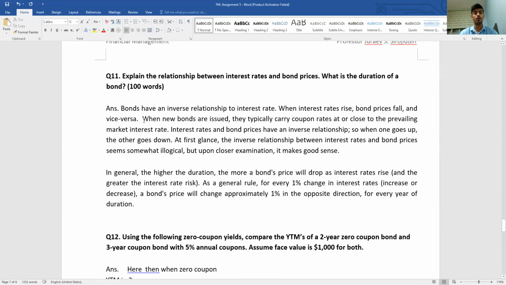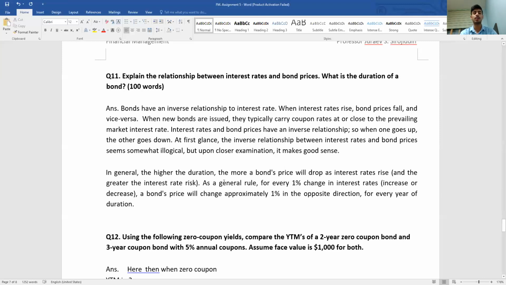Explain the relationship between the interest rate and the bond price. What is the duration of the bonds? Bonds have an inverse relationship to interest rates. When interest rates rise, bond prices fall, and vice versa. When new bonds are issued, they typically carry coupon rates at or close to the prevailing market interest rate, and the bond price has an inverse relationship. When one goes up the other goes down. At first glance this seems illogical, but upon close examination it makes good sense.